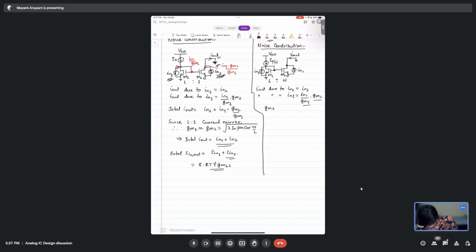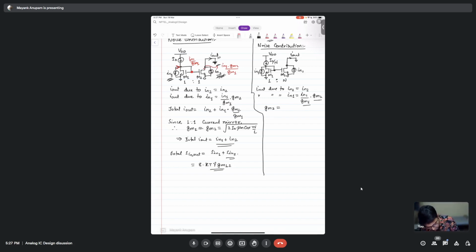What is the relation between gm2 and gm1? GM2 is equal to n times GM1. Is it n times? Or is it root n times? GM2 by GM1 is n. Are you sure? Yes, GM2 by GM1 ratio is n. How come? That is what I am trying to understand. Because GM is equal to mu n C of W by L into VGS minus VTH. Yeah, right. So I was just trying to confuse.